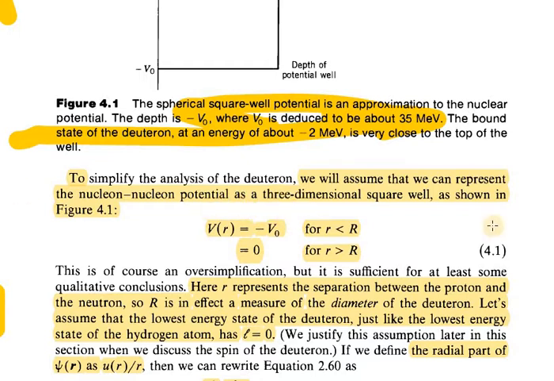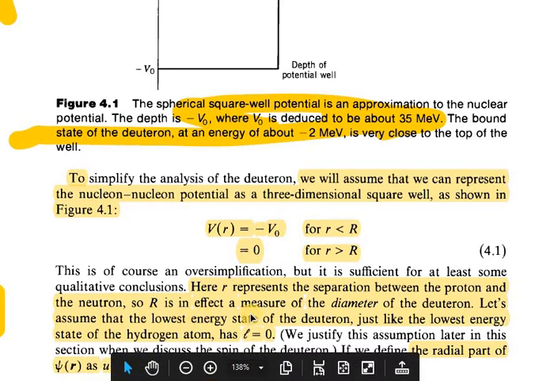Then the separation is approaching the size of the neutron. Then the potential energy is 0. At the surface it is 0. That means they can easily separate. Let us assume that the lowest energy state of the neutron is just like the lowest energy state of the hydrogen atom, L equal to 0. At ground state, we are considering the lowest energy state, which represents the ground state.